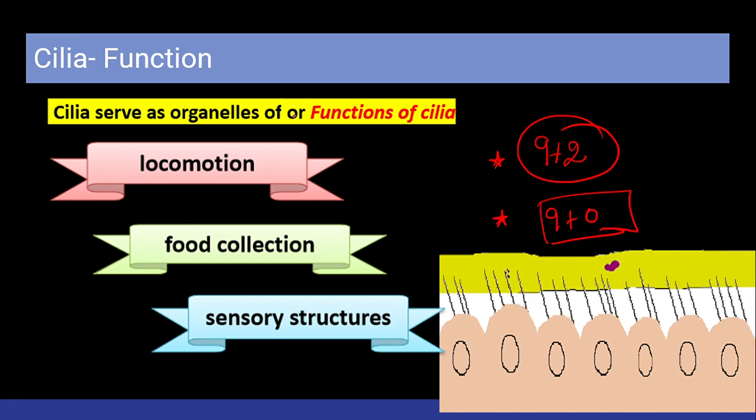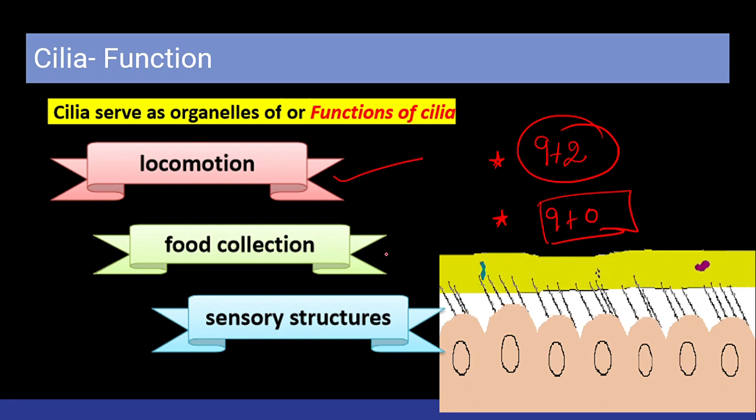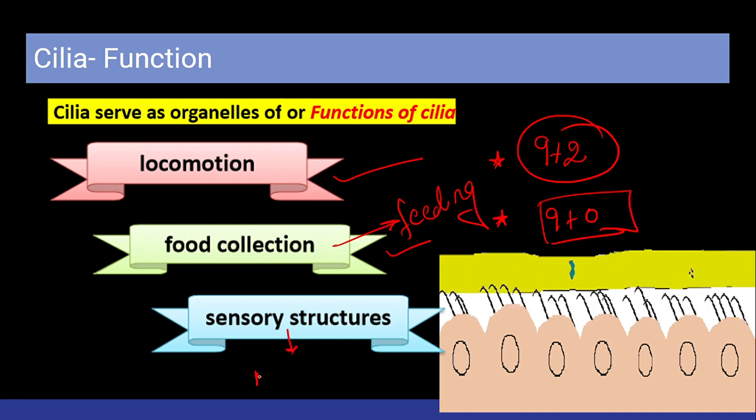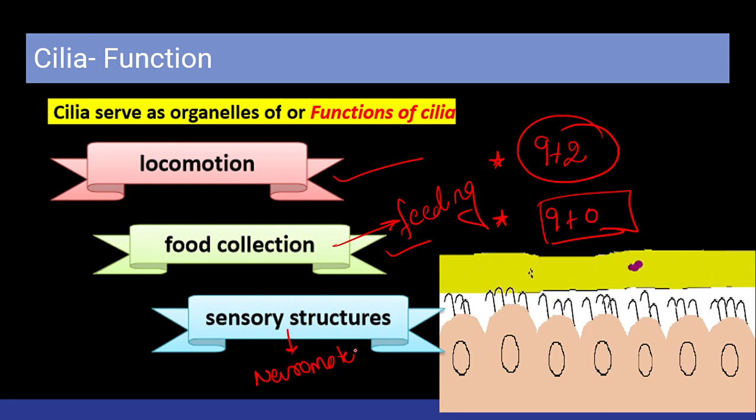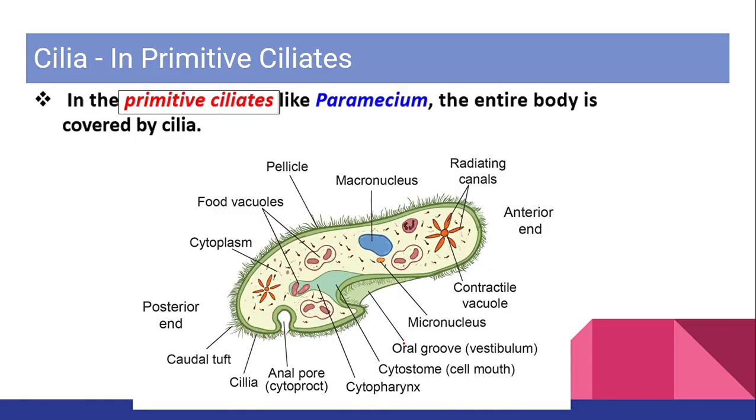Now, what are the functions of cilia? It helps in locomotion and collection of food, which we also call feeding, or as a sensory structure, which we also call neuromotor response, right? Now, for cilia in primitive ciliates, we are going to see three types of ciliates. The first one is the primitive ciliate. What is the meaning of primitive? Primitive means old ciliates. If I say ciliate, you have to understand it as an organism having cilia. So the organism which has cilia, we call it a ciliate.